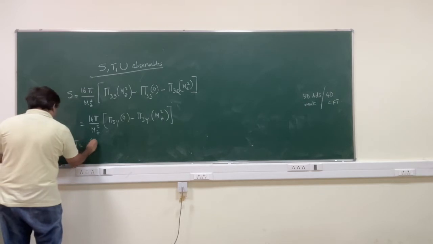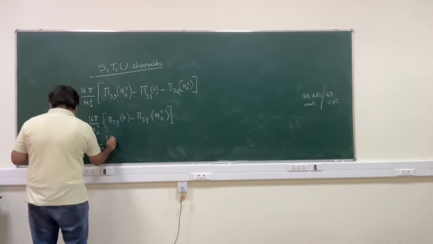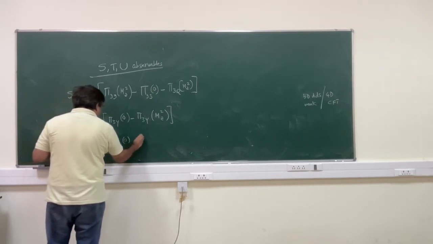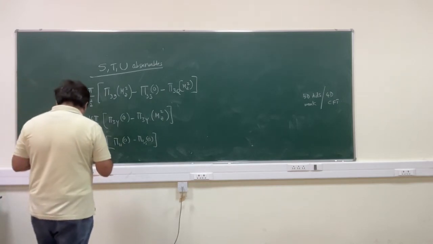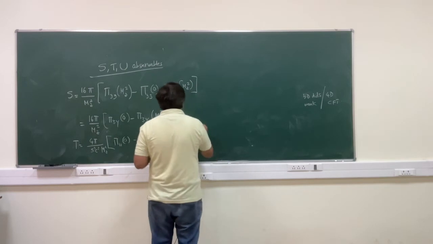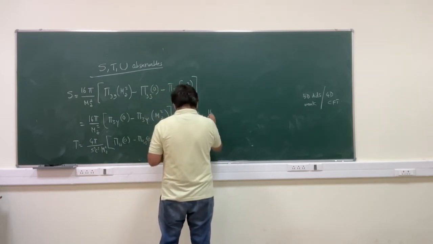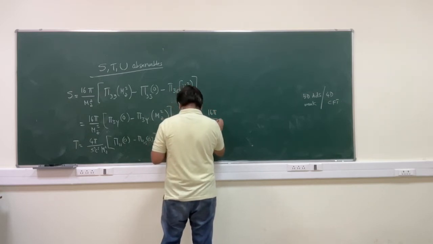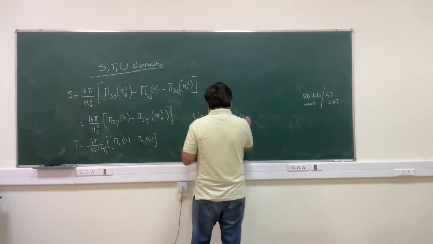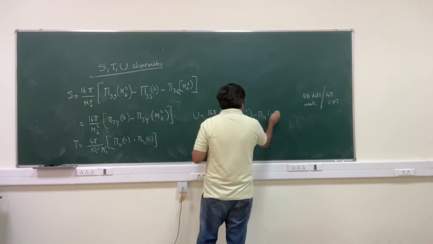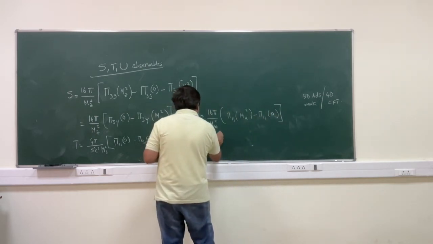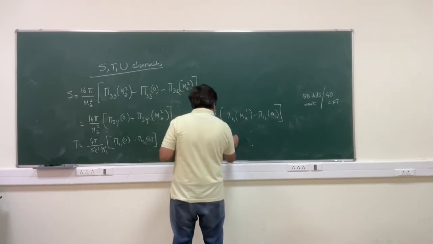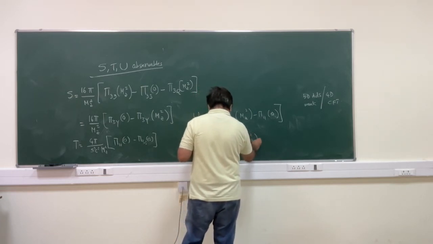The T parameter, I use one more formula for the T parameter, as 1 over c square mZ square, Pi 11 at 0 minus Pi 33 at 0. And the U parameter, clearly we don't have any constraints on it from the point of view, but anyway, 16 pi over mW square, Pi 11 at mW square minus Pi 11 at 0, minus 16 pi over mZ square, Pi 33 at mZ square minus Pi 33 at 0.